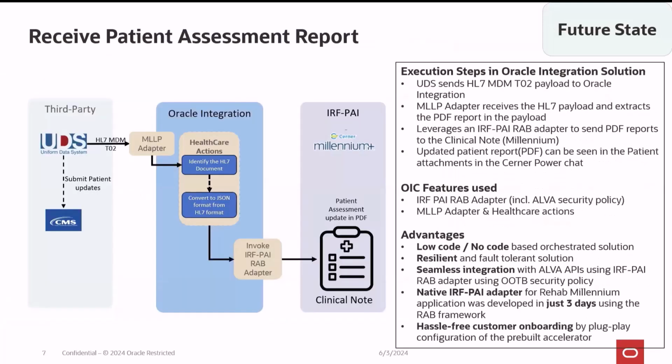Let's now review the future state of the solution, which was implemented using the Oracle integration. So when UDS sends the HL7 messages of the patient assessment report to the Oracle integration, the MLLP adapter, which we have shipped in Oracle integration recently, captures the HL7 message and then hands it over to the healthcare actions. And what does this healthcare action do? It will identify the document of the HL7 message. Here, it will identify the MDM-T02 document and then send it to the next healthcare action to convert this HL7 format of the message to the JSON format.